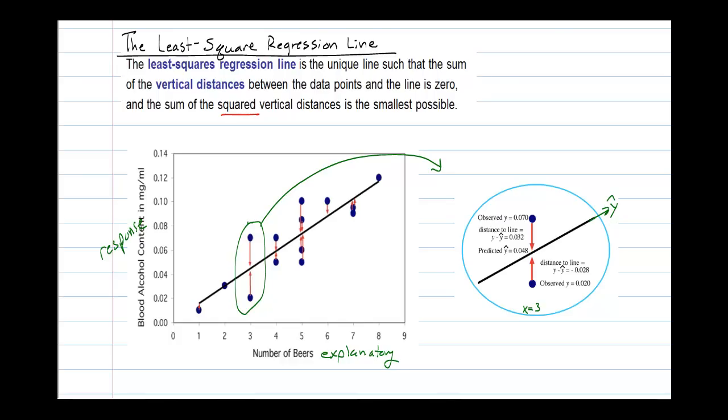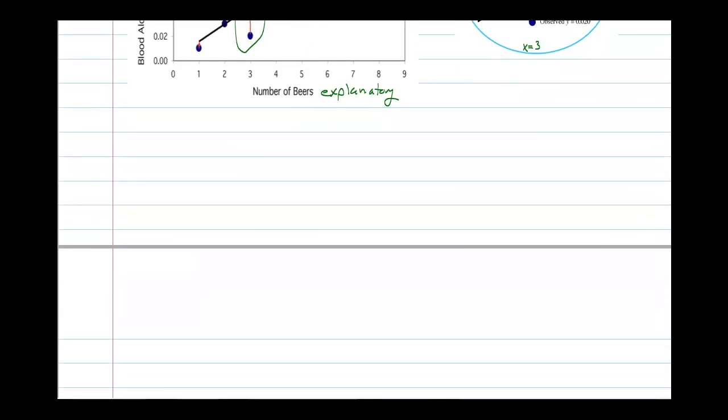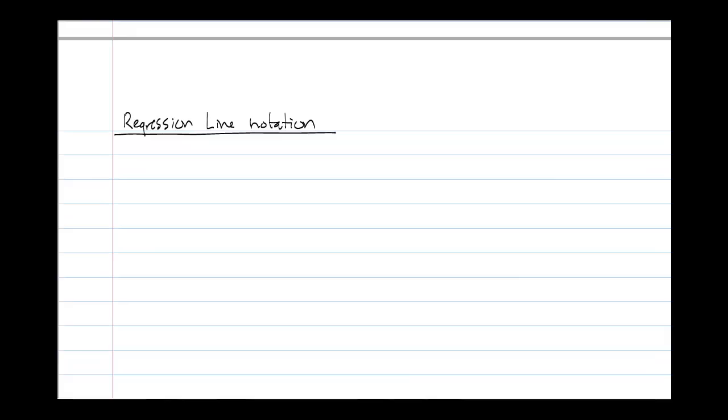Now when we talk about the least square regression line, I use this notation of y hat. So let's go ahead and talk about some notation that's particular to regression lines. Now a lot of this has to do with working with equations of lines, so it should look pretty familiar. Now y hat is basically used to represent the prediction line. Y hat is the predicted value on the regression line.